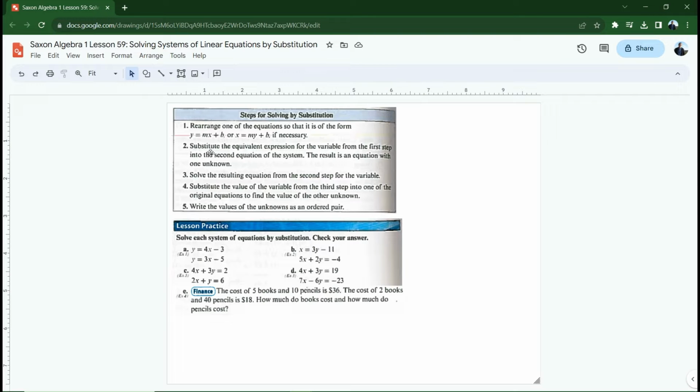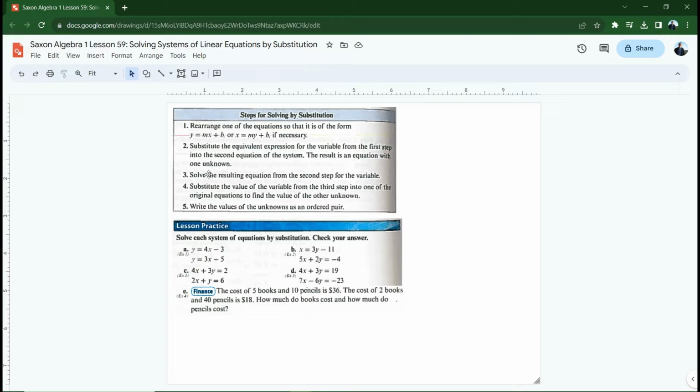Number 2, we substitute the expression for the variable from the first step into the second equation. So if we know that y equals mx plus b, we're going to plug mx plus b in instead of y anytime y appears in the equation. Well, that's going to make it so we only have x's in our equations. We don't have y's anymore. We could solve for what x is.